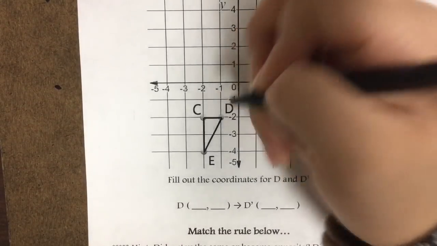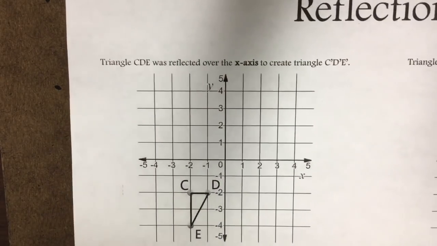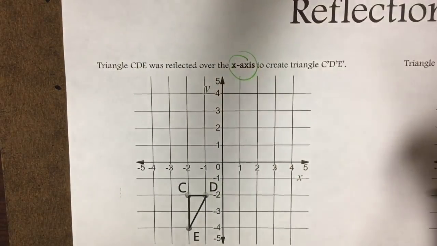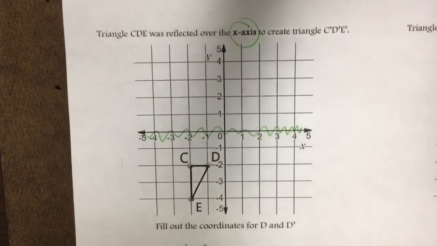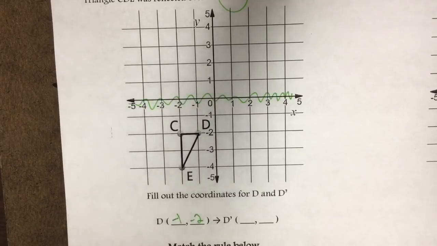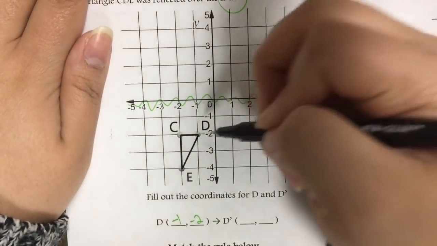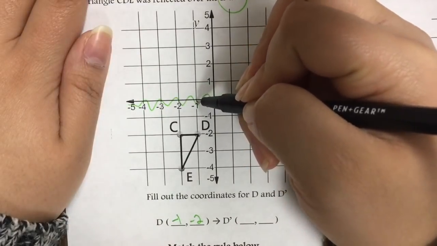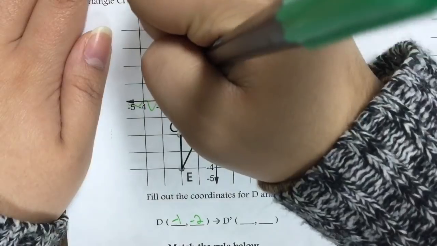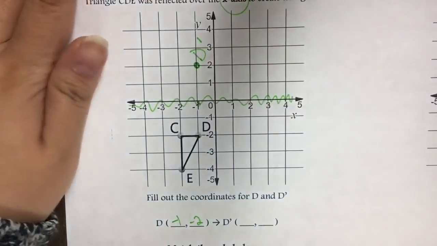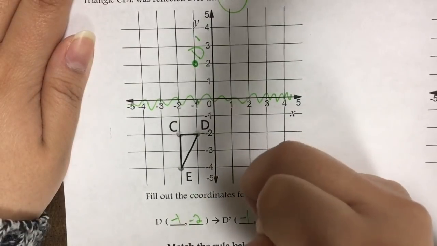So D was originally -1, -2. Then we got to flip it over. This time the line of reflection is the x-axis, so that'll be this line. So you can either reflect it by using your patty paper, or you can count. So I'm going to go ahead and count. This is 1, 2 units away from the line of reflection. So I'm going to go 1, 2 units in the opposite direction to get D prime. So D prime is -1, 2.